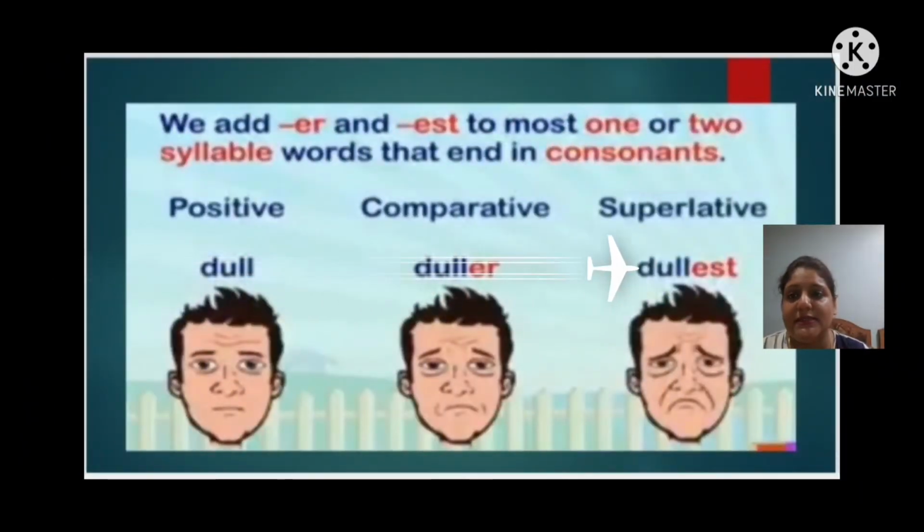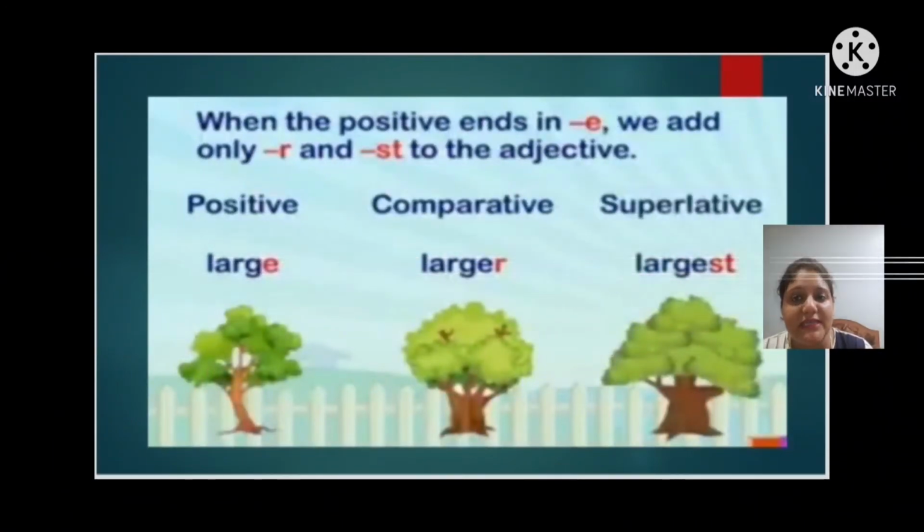We add ER and EST to most one or two syllable words that end in consonants. So the words that end with consonants, we add ER to make it comparative degree and EST to make it superlative degree. Example you can see here: dull, duller, dullest. When the positive ends in E, we add only R or ST to the adjective. Large, larger, largest.